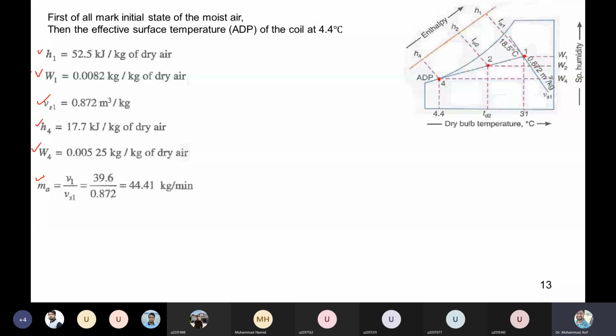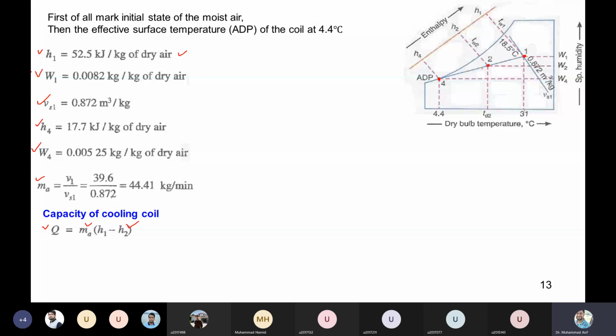And we also know the cooling capacity. What is the cooling capacity of that coil? Cooling capacity means the heat removed by this coil. So the heat removed by this coil from 1 to 2 is the cooling capacity, which is equal to m_a times (H1 minus H2). The cooling capacity is already given to us, the mass of the dry air we have already calculated, and H1 we have already located. So we can figure out H2. That is our requirement.